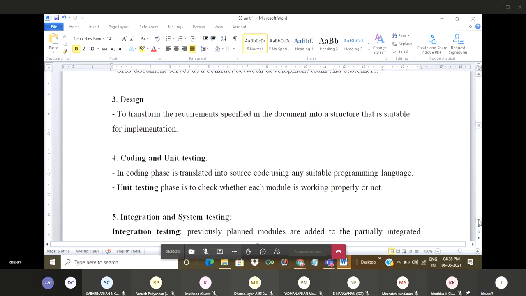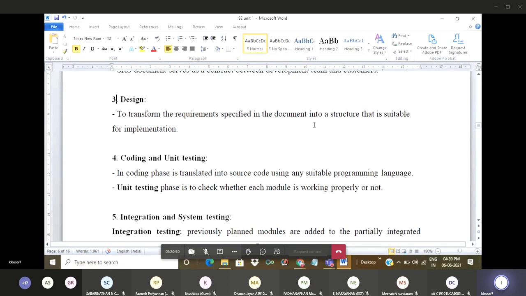Next is design. After getting the exact requirement and documentation, we have to analyze. The next step is that after documenting, we have to design, to transform the requirements specified in the document into a structure suitable for implementation. After analyzing all the things, we have to get ready for the implementation.